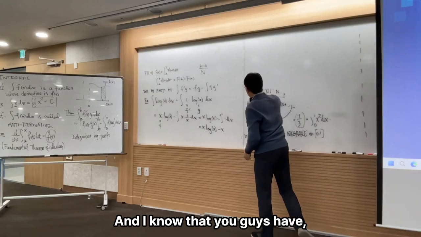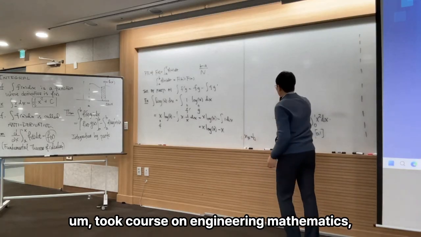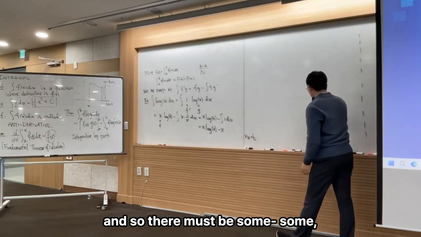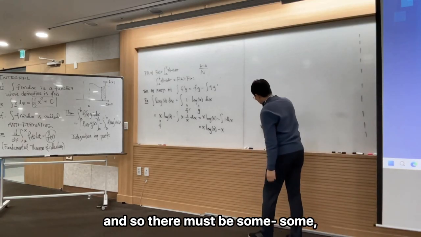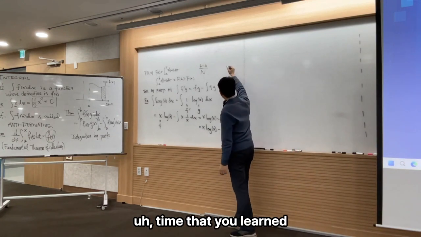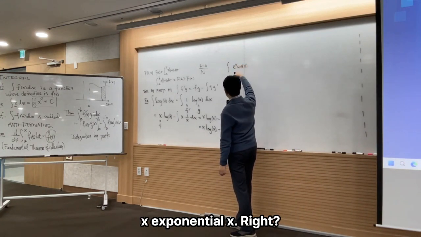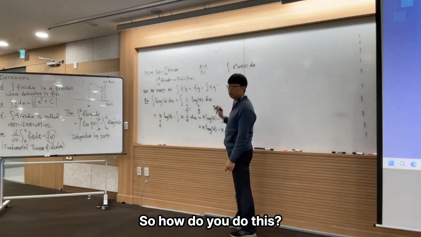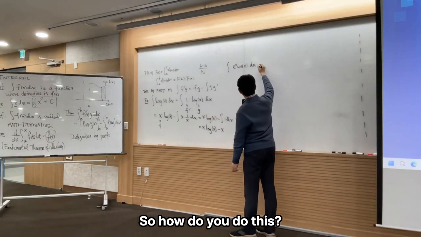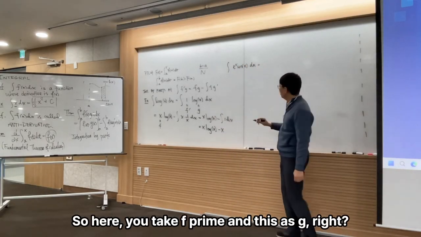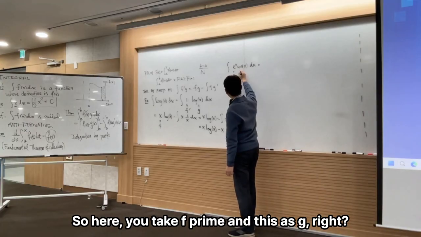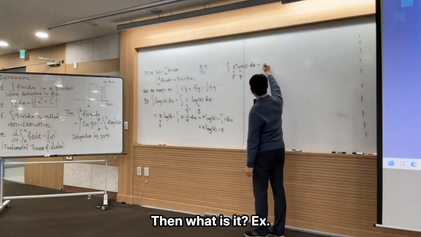And I know that you guys took a course on engineering mathematics, so there must be some time that you learned about taking an integral of cosine x times exponential x, right? So how do you do this? By integration by parts. So here you take f prime and this as g, right? And what is it? e^x.